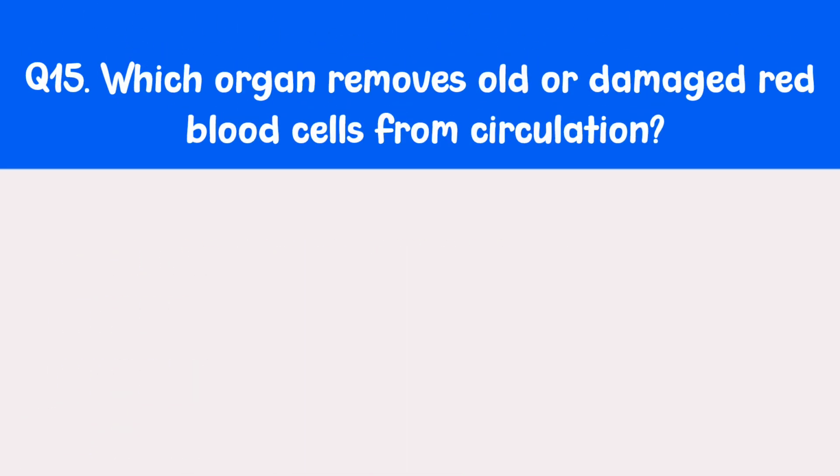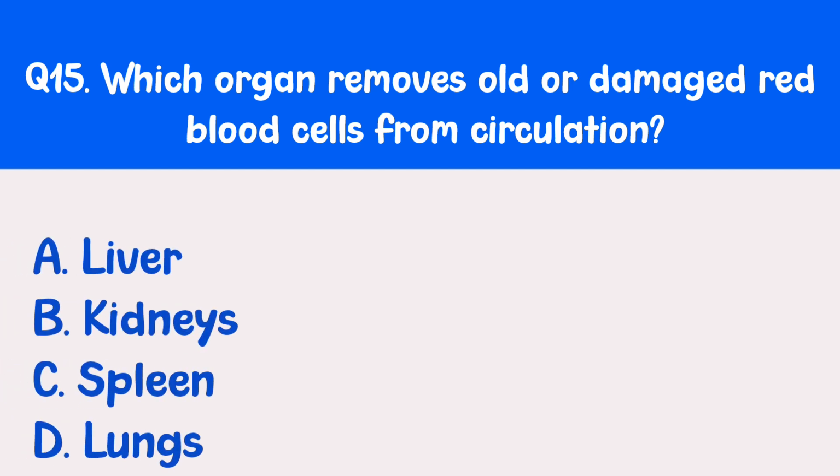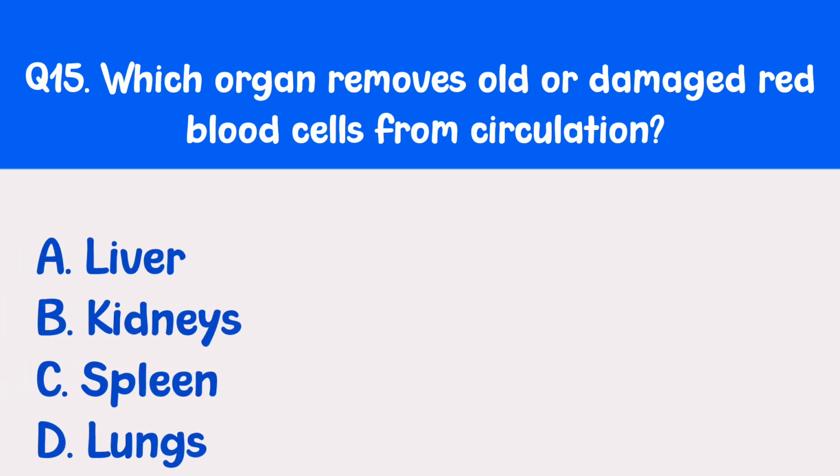Question number 15. Which organ removes old or damaged red blood cells from circulation? A. The liver, B. The kidneys, C. The spleen, and D. The lungs. Our answer should be C, the spleen. The spleen acts as a blood filter, removing aged or damaged red blood cells.